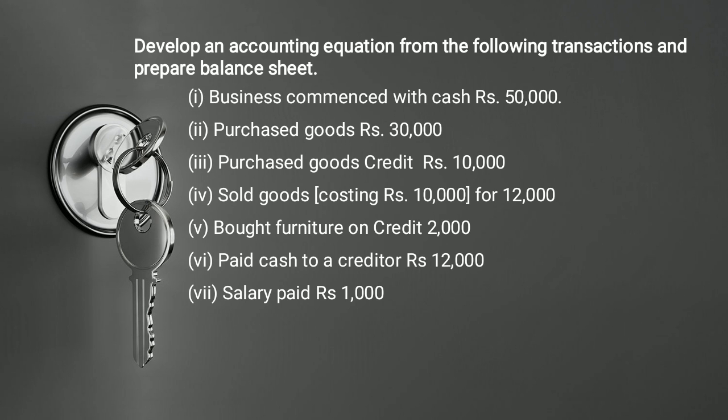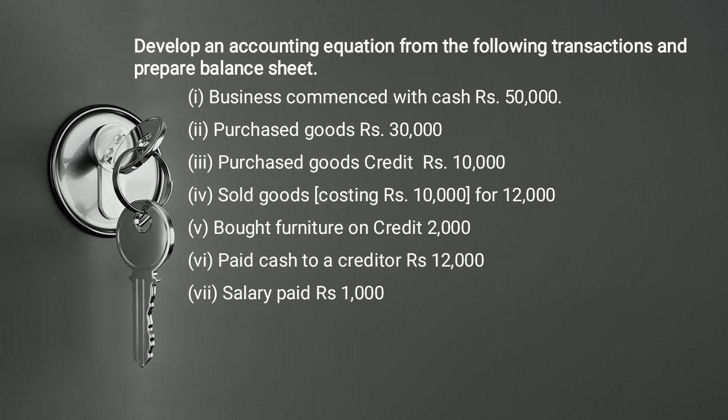So first we have business commenced with cash rupees 50,000. In this transaction we are going to start our business, so we have to find out the items which are going to increase or decrease, as well as whether that item is part of assets or liabilities. Then we have next, purchase goods rupees 30,000. It means it's a cash transaction, okay. Purchase goods on credit rupees 10,000, that is a credit transaction.